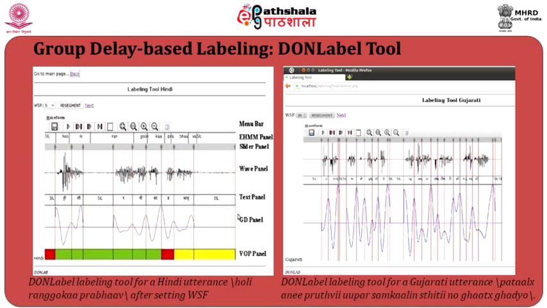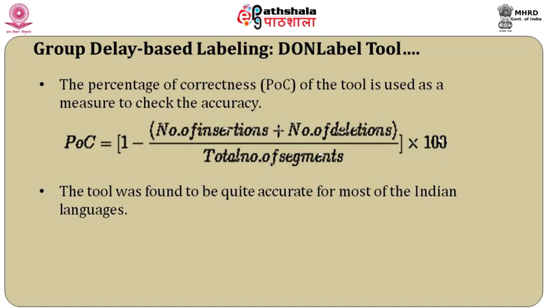panel. Similarly, in the next figure, you can see the DON label labeling tool for a Gujarati utterance. Now you can see the stark difference between the two kinds of language labeling. The percentage of correctness of the tool is used as a measure to check accuracy. The POC is calculated as per the formula which you can see.